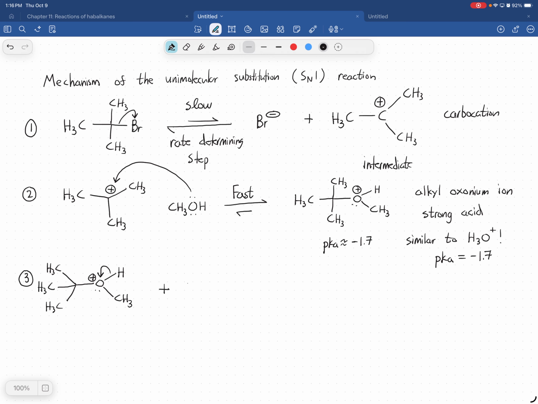And we're going to take away the hydrogen atom from the ion here with another molecule of methanol. Okay, so that methanol molecule is going to take away that hydrogen ion. So this step is also fast. And then what we get out here is the product that we want, and that's going to be tert-butanol. Sorry, not tert-butanol. This is an ether.